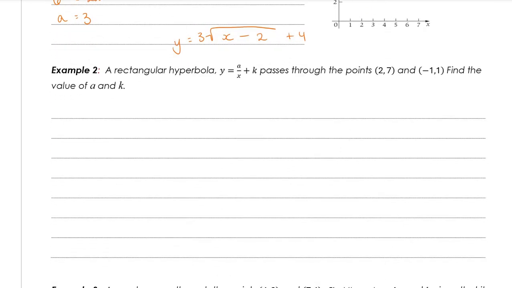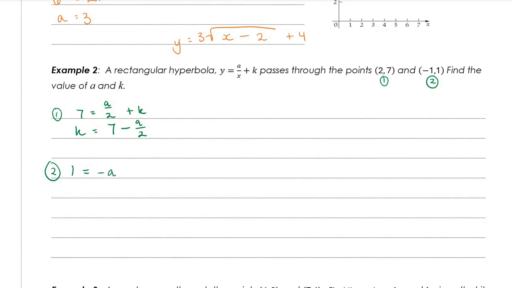Similarly for this one here, you've been given two coordinates, so that means we've got a simultaneous equation to solve here. Okay. I'm going to start by plugging in this first coordinate and then solving for one of my variables just so I can plug that in later, okay? I'm going to choose to solve for k, so I end up with 7 minus a over 2. I'm going to do the same thing for my second coordinate here. I'm going to plug in negative 1, 1.